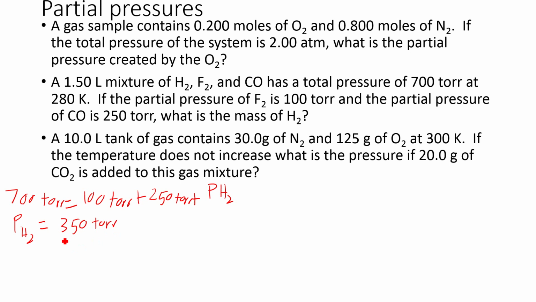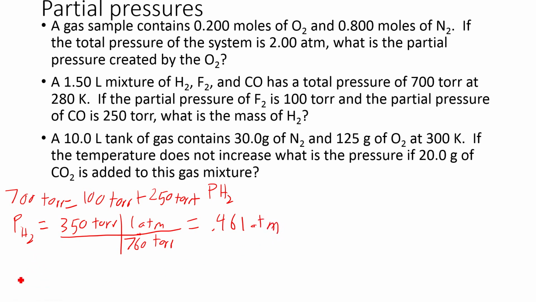Now this unit isn't going to help us, so we're going to need to convert it to atmospheres. That way we can use our PV equals nRT equation to solve for n. So if I have a pressure of 350 torr, I know that for every 760 torr, there's 1 atmosphere. So we're going to get 350 divided by 760. We have a pressure of 0.461 atmospheres. And from here, we can now solve our equation.